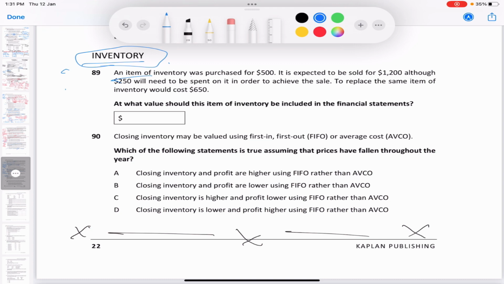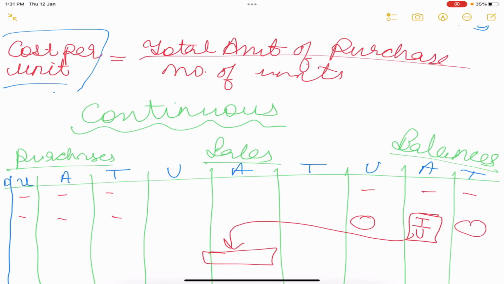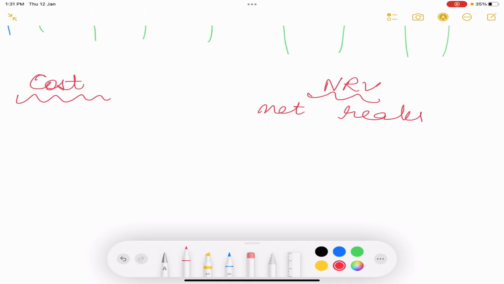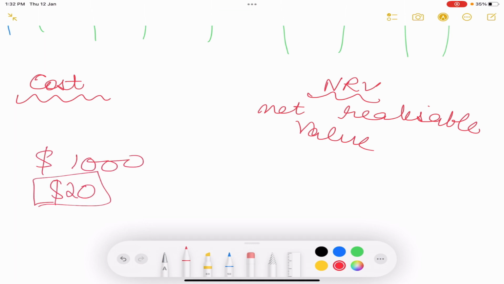An item of inventory was purchased for $500. It is expected to be sold for $1,200. Okay, one more thing in inventory which we missed discussing. So we had something called cost. So cost was always the initial acquisition cost or the cost of the asset, and the NRV was basically the net realizable value. So if I purchase an asset for $1,000 and today the value is $20 only, so this is my NRV and this is my cost.